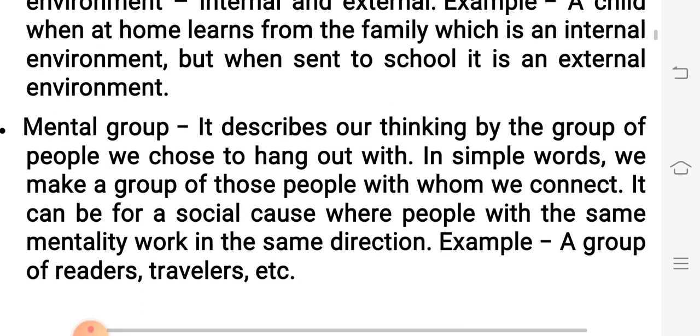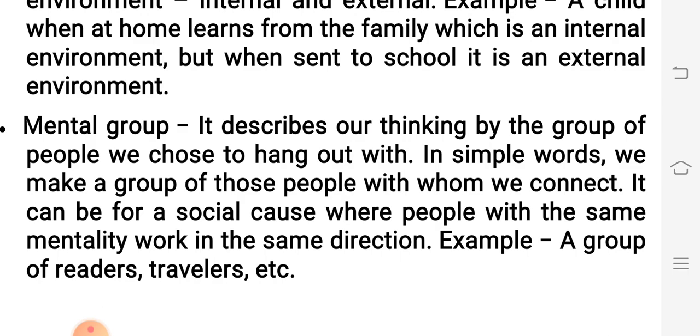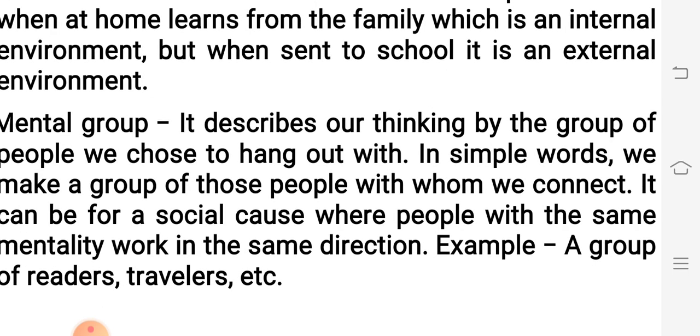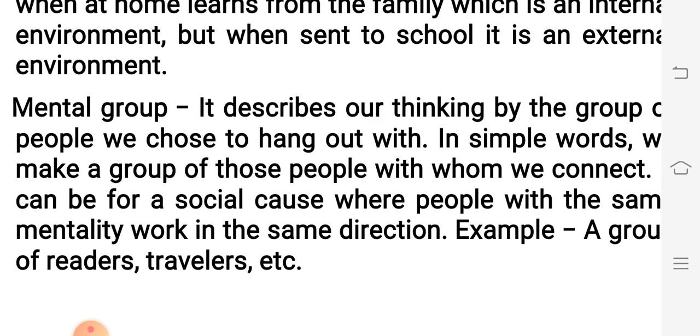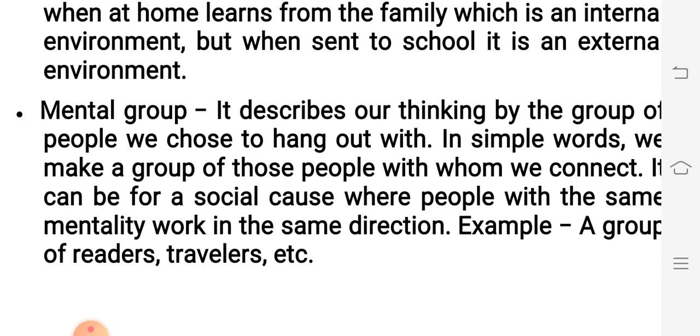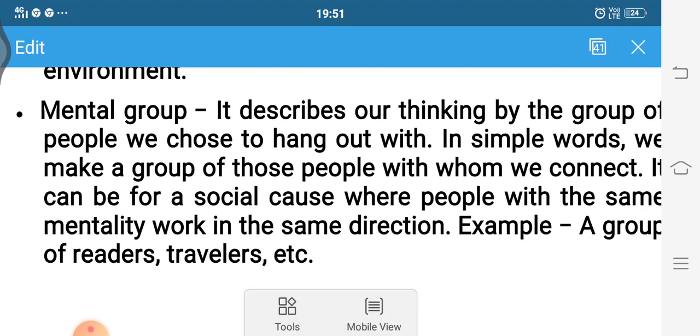The next one is mental group. Mental group means what? The people with whom you connect. Okay, so it's a kind of social group. You can say your friend circle, you can say your family members, or even the people belonging to your own society, or belonging to a particular race, or belonging to a particular religion.